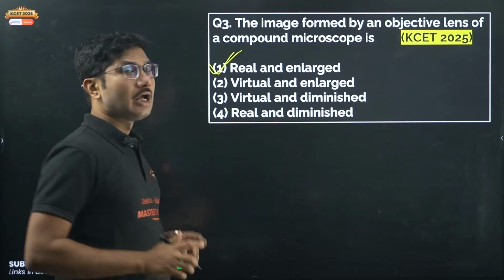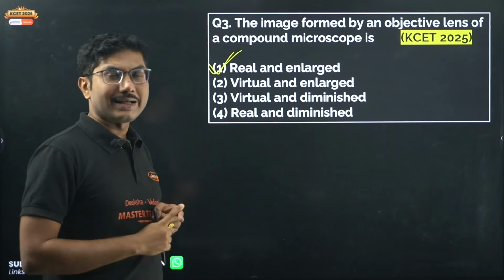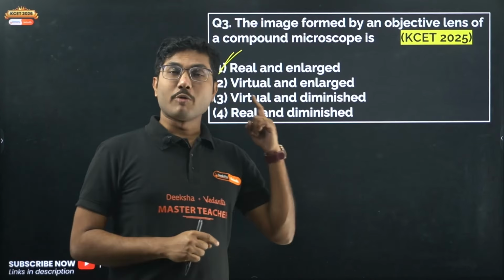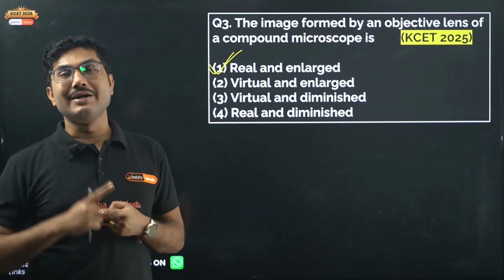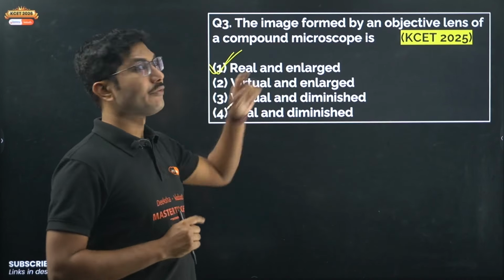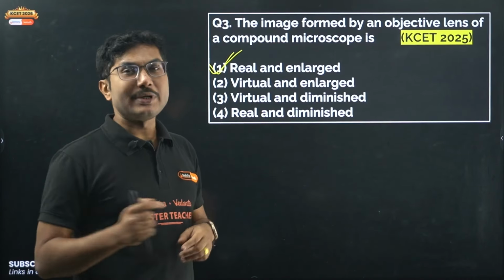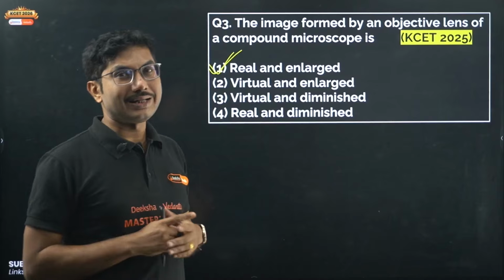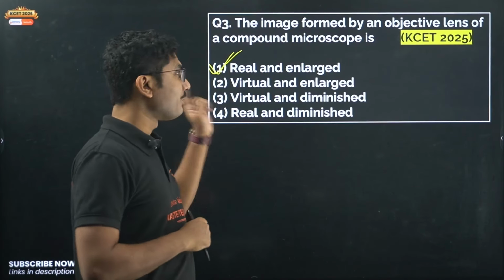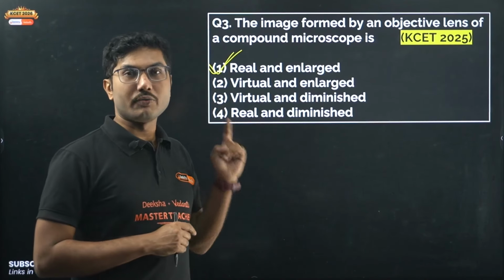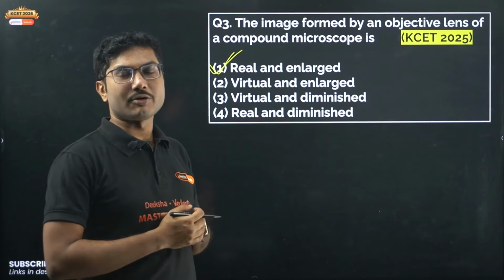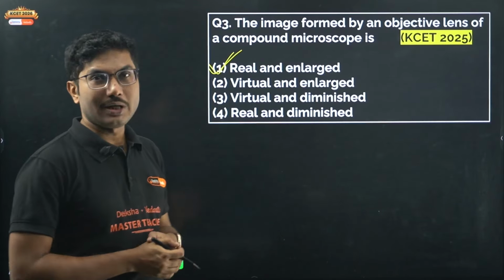Okay, remember this. The objective of a refractive telescope or a compound microscope, no matter what, will always form a real image. Sometimes students get confused. So the objective always forms a real image. Eyepieces generally form a virtual image, so that you can see it through the eyepiece. But the objective is the first lens that will always form a real image, and the eyepiece will further enhance the size of the image and create a virtual image.